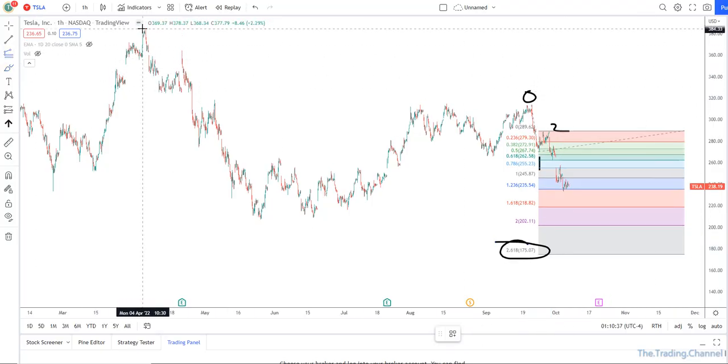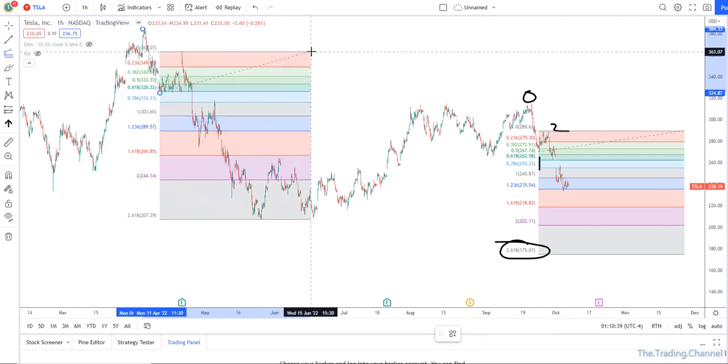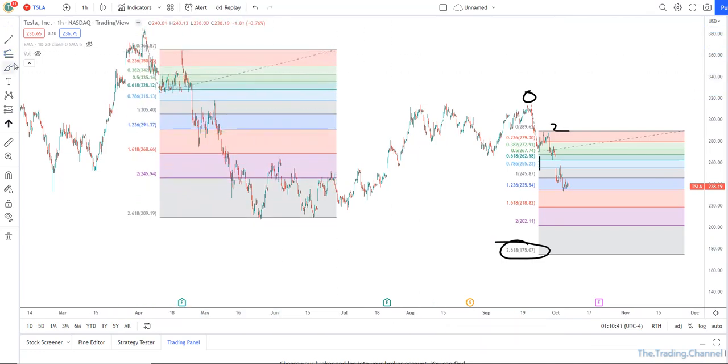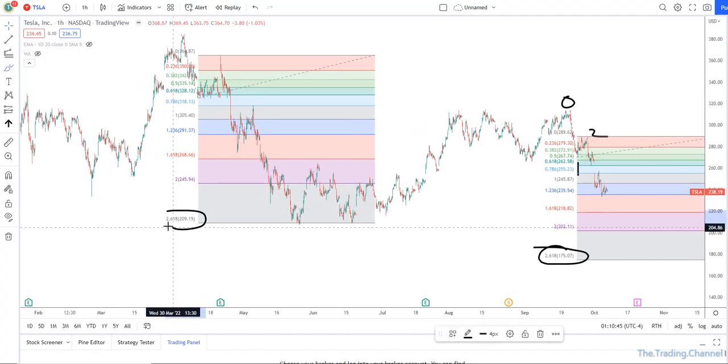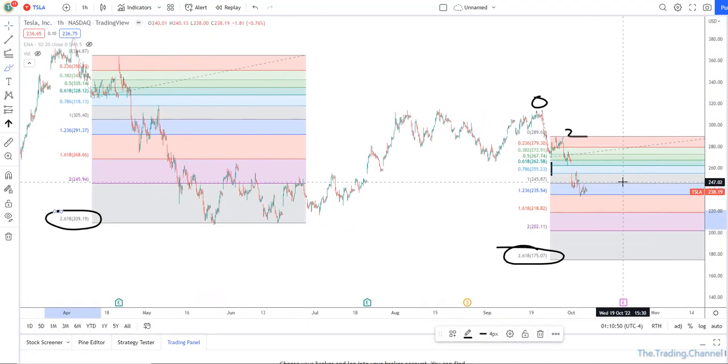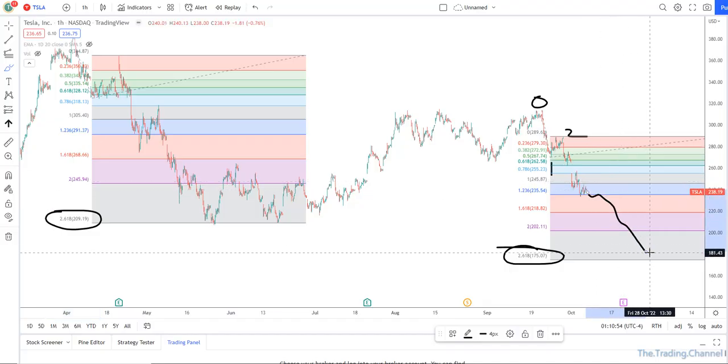Do it again for you. 0, 1, 2. Take a look at this thing here. The 2.6 level, which is about 209. We bottomed out there. So as of today, Tesla is at 238. If we really want to drop, Tesla really can drop to there, right? So just be very, very careful. All right.